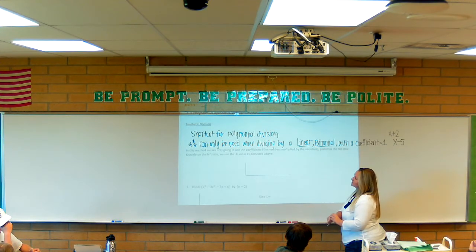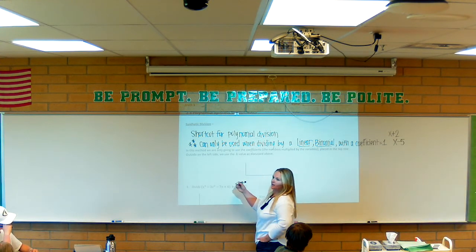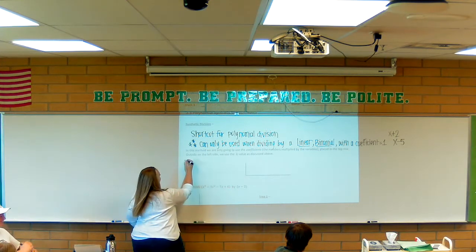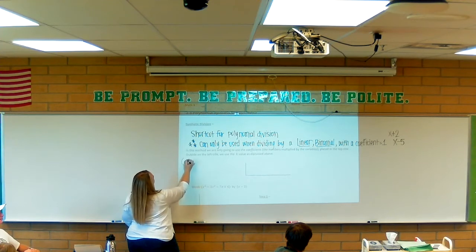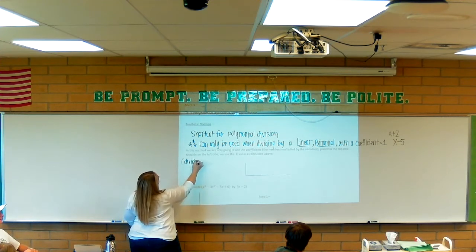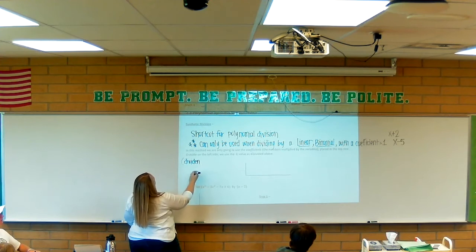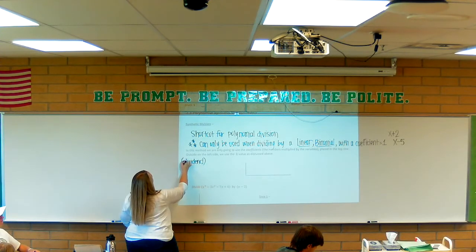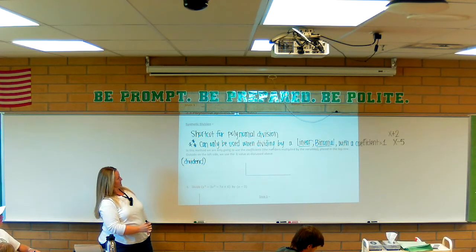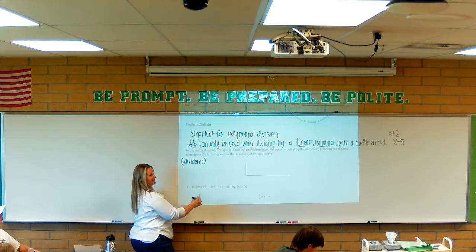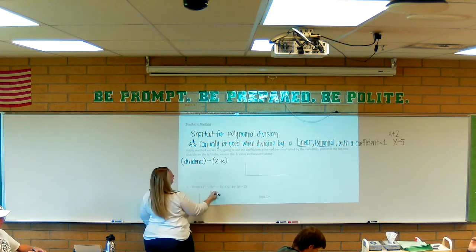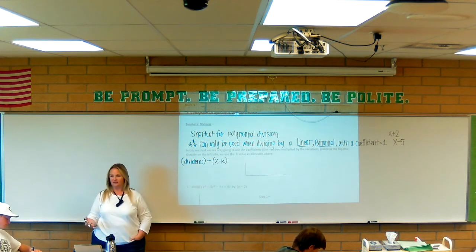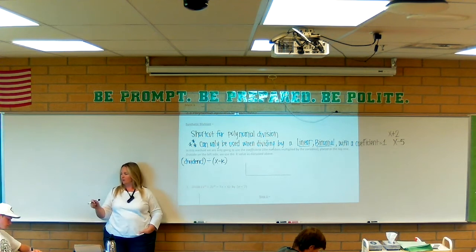The first thing we're going to do, let's just write it like this. We're going to take a dividend divided by, let's call it x minus k. We're just going to use k as a placeholder for whatever that integer might be.